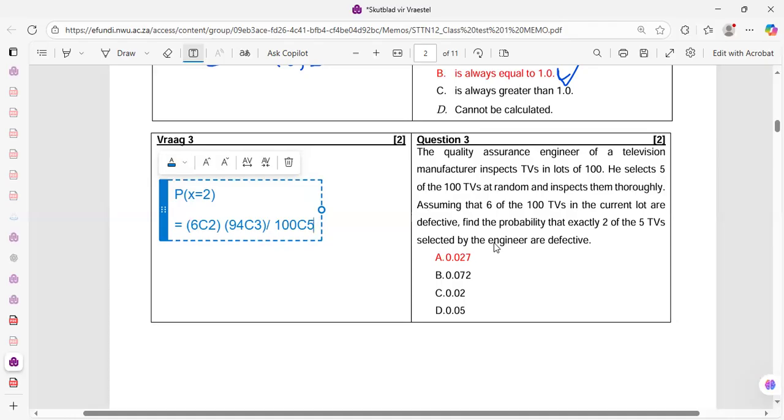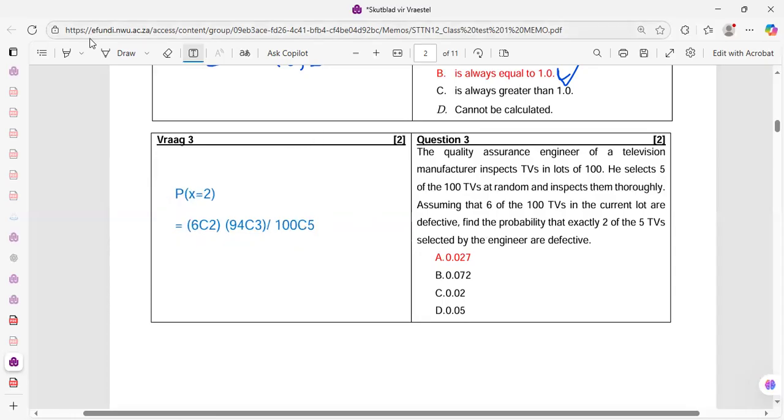And when you punch this on the calculator, it's 6 combination 2 multiplied by 94 combination 3, divided by 100 combination 5. You get 0.0267, which is 0.027. That's option A.